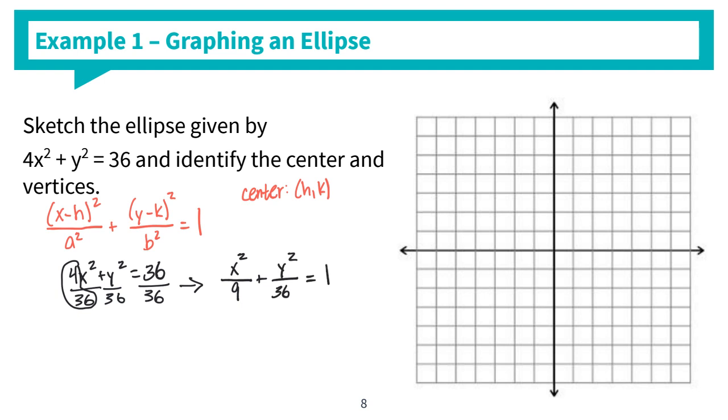Okay, now I'm going to go even one step further, and that is I'm going to rewrite my denominators in their squared form. So instead of writing 9, I'm going to write 3 squared. And instead of writing 36, I'm going to write 6 squared.